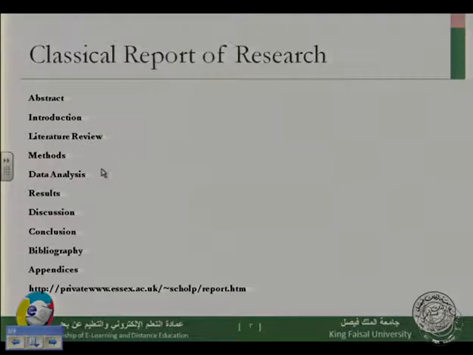The abstract is a summary of your research. If I read your abstract, I know what you did. I know your results. I know the most important information about your research. I don't need to read your whole thesis or your whole article. From an abstract, you can know what this research is about, what it involved, and its results.